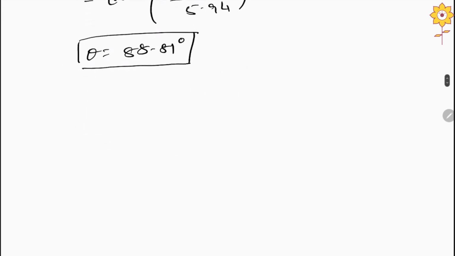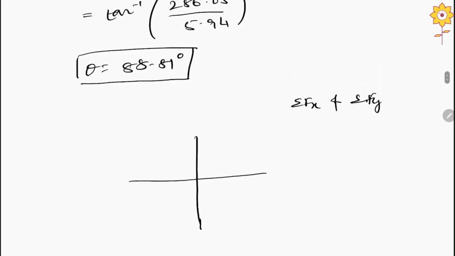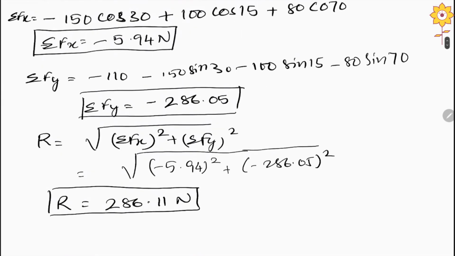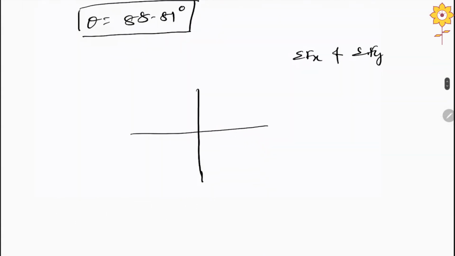Now we have to position it. In the quadrant, if you want to find the position, we have to look at the sign of summation of f of x and the sign of summation of f of y. If you see, summation of f of x and summation of f of y were both negative, so it will be in the third quadrant. So the resultant will be in the third quadrant. This is your resultant R, equal to 286.11 Newton, and the angle is 88.81 degree. This will be equal to theta.